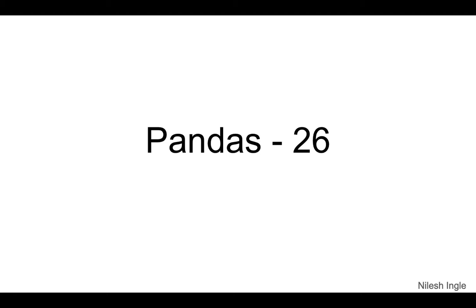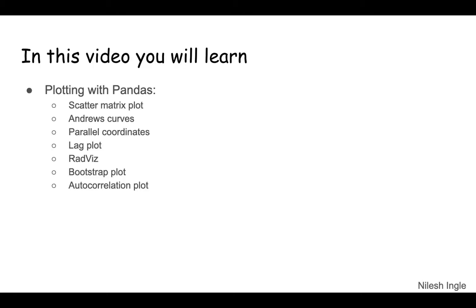I'm Nilesh and today we'll continue learning about pandas and look at some more examples of how to create visualizations using pandas. Especially today we'll look at how to create scatter matrix, Andrews plots, parallel coordinates plot, lag plot, radial visualization, bootstrap and autocorrelation plot. We won't go into the conceptual details of how these are created, but we'll look at the implementation, as to how we can write code to create these plots. So let's get into Jupyter notebook and start coding.